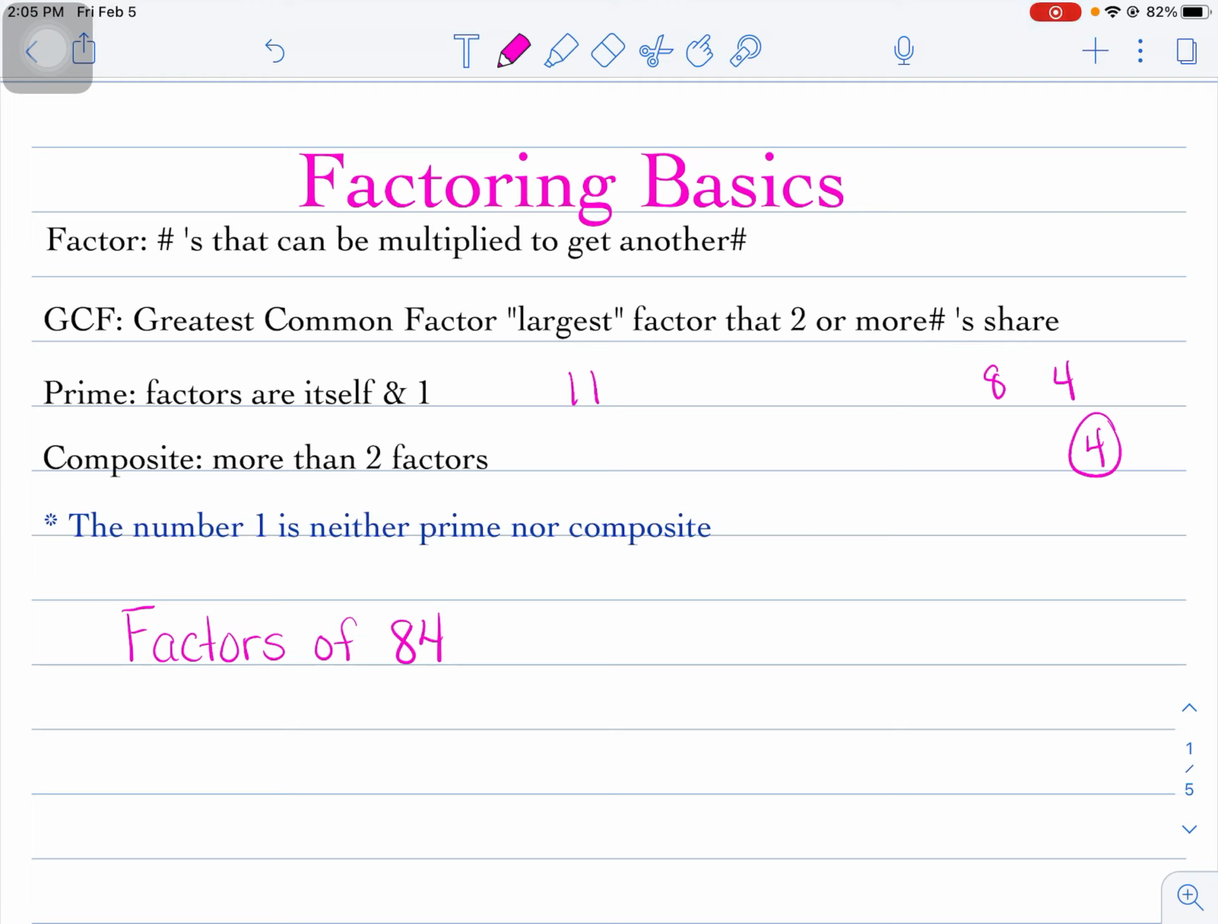Composites are the other numbers that have more than 2 factors. So for example, 8. We have factors of 1 and 8, that makes 8. 2 and 4 also multiply together and make 8. So it has more than 2 factors. The number 1 is neither prime nor composite, and there's a lot of controversy over that, depending on who you ask, but that's what we're going to go with, that it's neither prime nor composite.